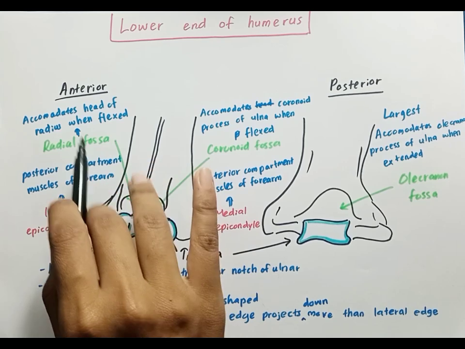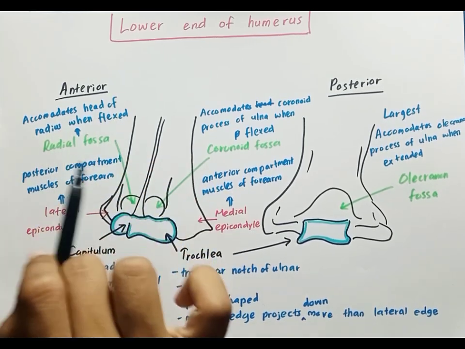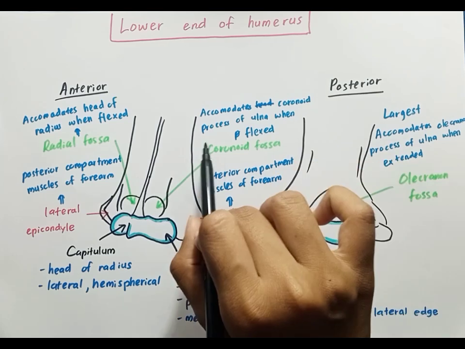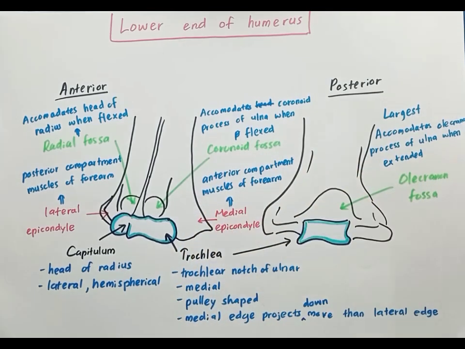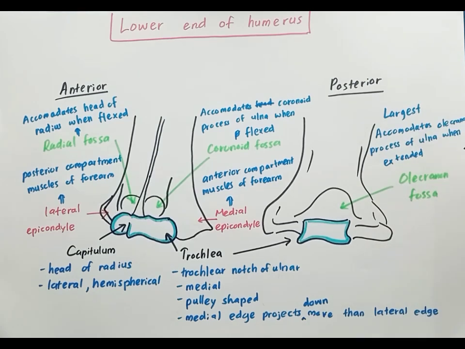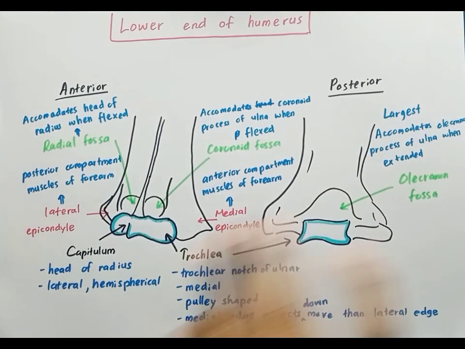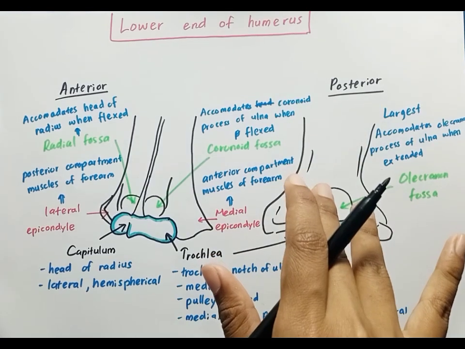So this radial fossa accommodates head of radius when flexed, and coronoid fossa accommodates coronoid process of ulna when flexed, and this Olecranon fossa accommodates Olecranon process of ulna when extended, and this is the largest one. That's all about the lower end of humerus.